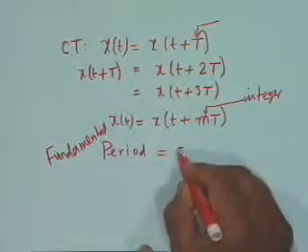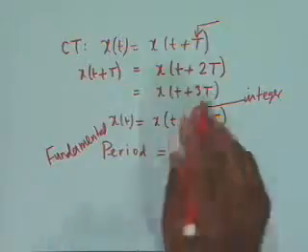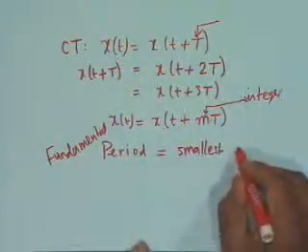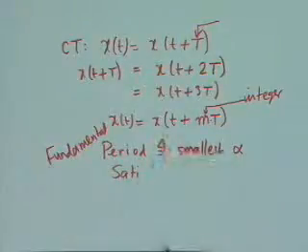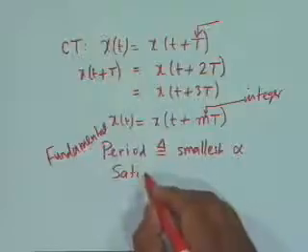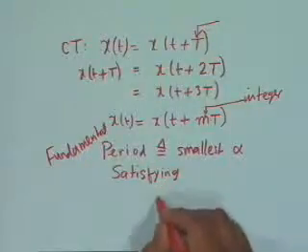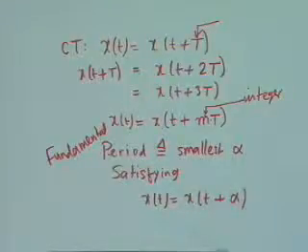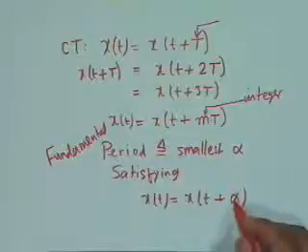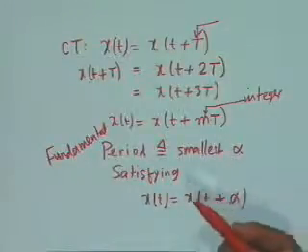Period is equal to the smallest, we will not use capital T now, we will say smallest alpha satisfying x of t equal to x of t plus alpha. You see that alpha could be capital T or any integer multiple of capital T. The smallest alpha which satisfies this relation, we shall call it the fundamental period or simply the period.